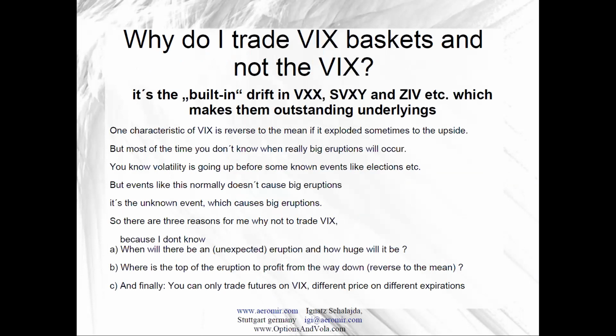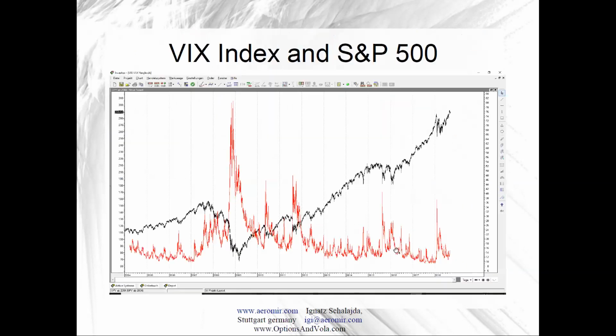But most of the time, you don't know when really big eruptions will occur. You know, volatility is going up before some known events like elections or Brexit or something like that. But normally big eruptions. So let's have a look here. Here you see the Brexit, and here you see the election. Not really big eruptions. The really big eruptions were the Lehman crisis. Here was a flash crash. And here the volatility crash.